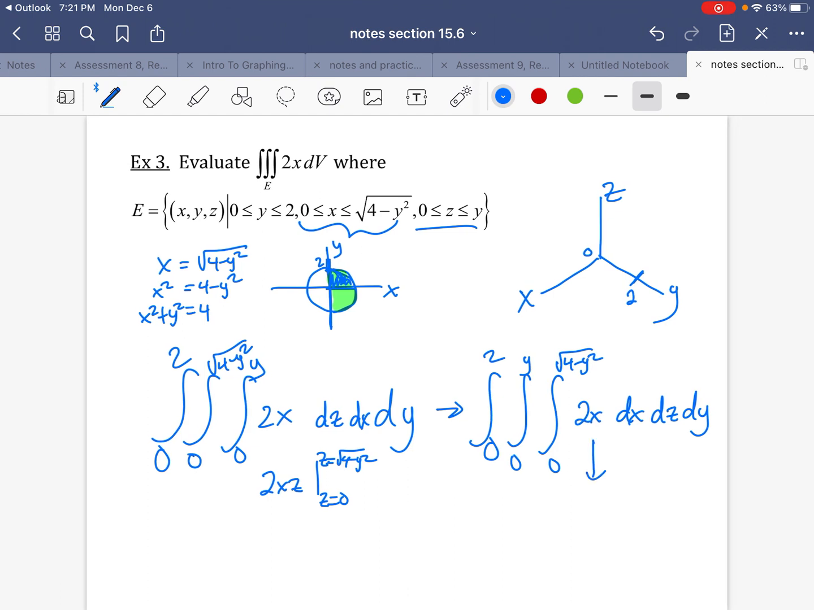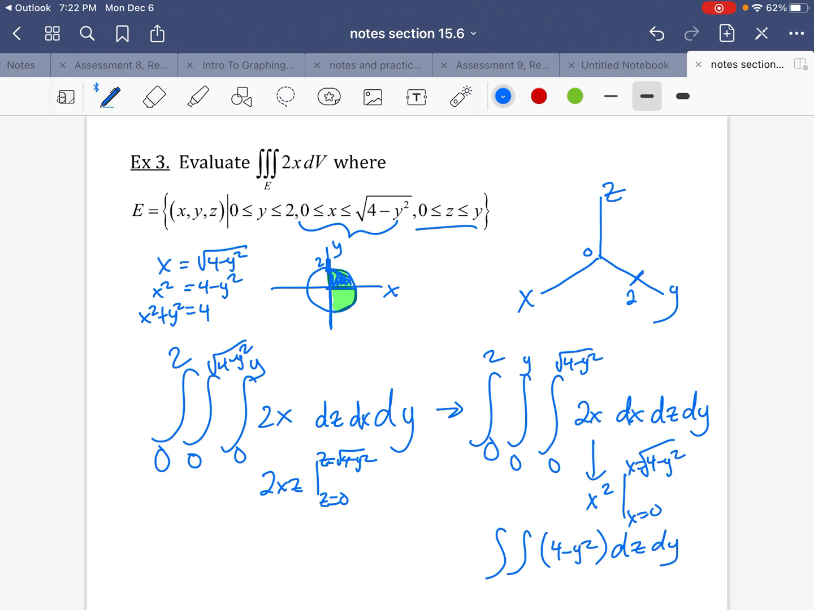So when I integrate this, I end up getting 2x squared over 2. Well, that's just x squared. And I'm evaluating this from x equals 0 to x equals the square root of 4 minus y squared. And so it squares away. So I end up getting 4 minus y squared minus 0. Right? Yeah. All right. So 4 minus y squared is left over.